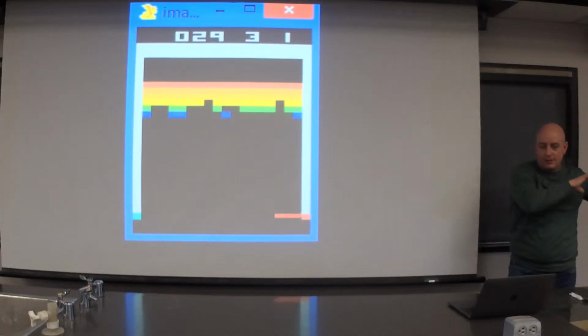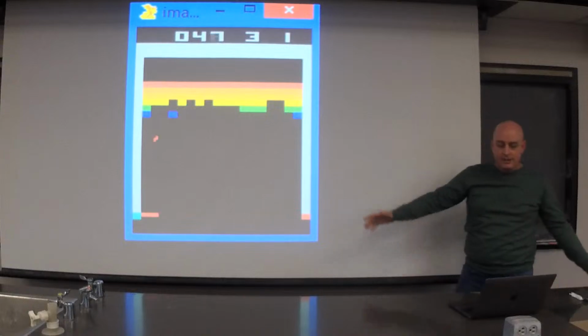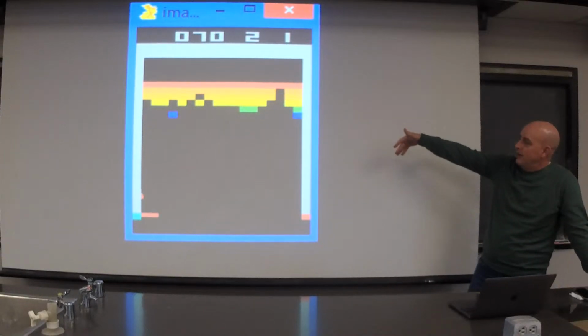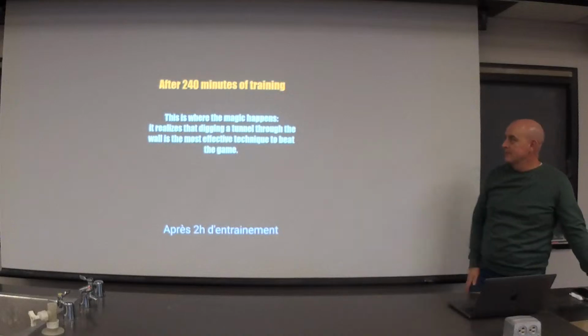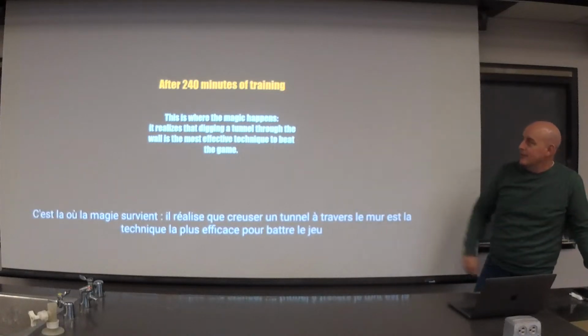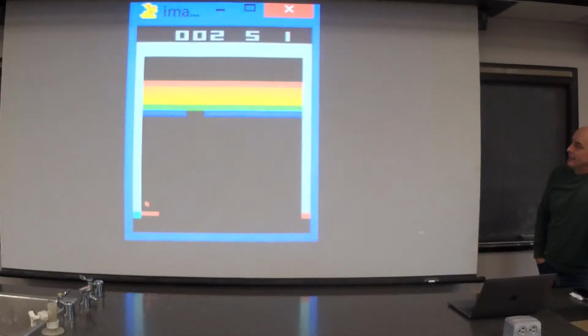So at the beginning it wasn't doing very well at all, right? It'd break one brick and then lose the ball or whatever. After training for a lot longer, it's getting better, right? It's keeping the ball going. This is saying after, I don't know, 4 hours of training, it's getting so good that it learns some cool strategies.